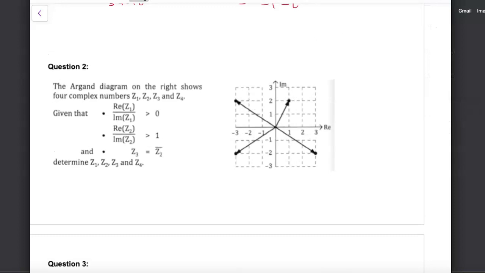So let's have a look at question 2 together. We have an Argand diagram on the right. It shows 4 complex numbers, Z1 to Z4, but they're not labelled. And using the information given, we need to determine which ones are which.